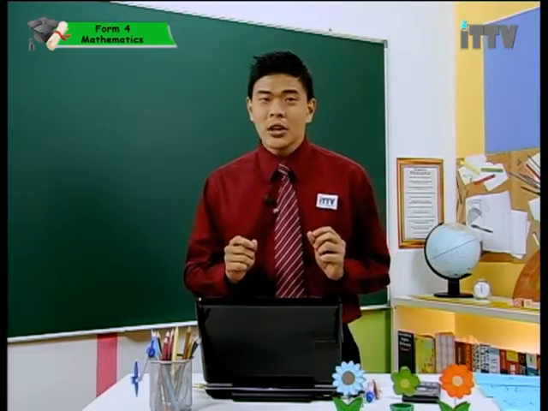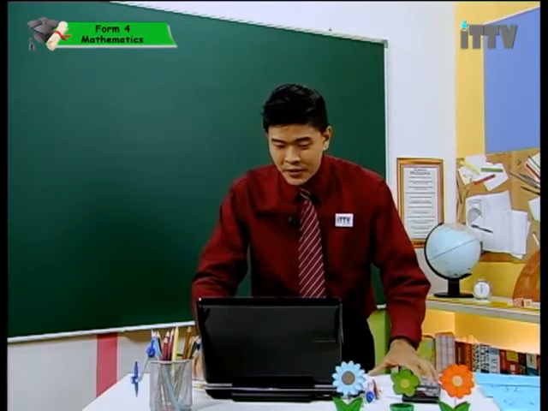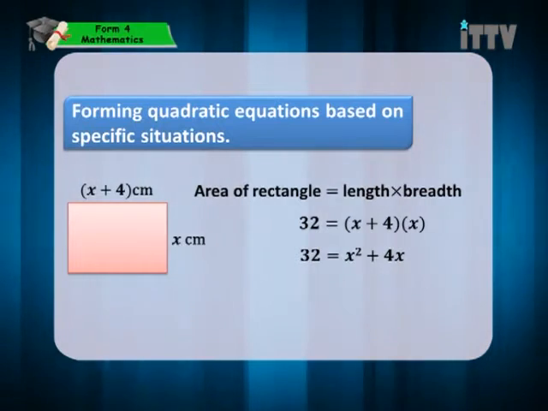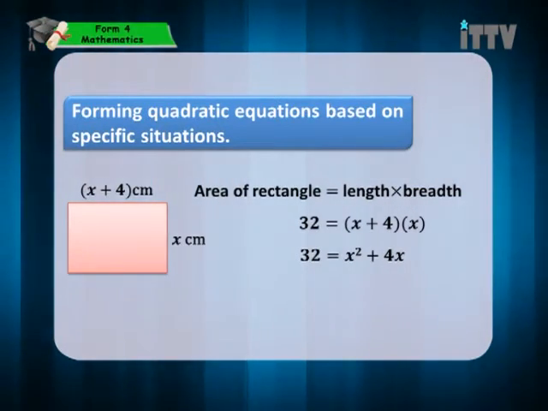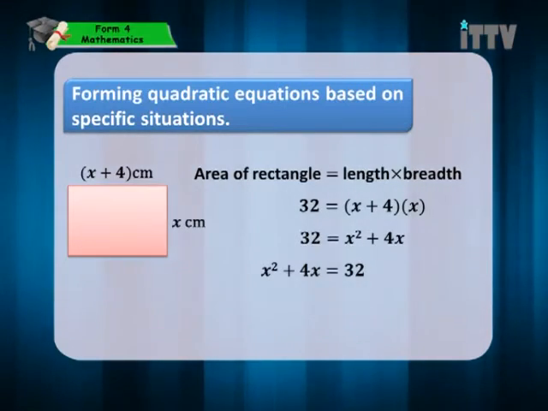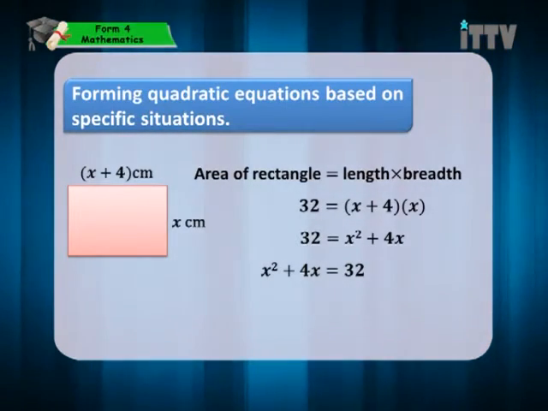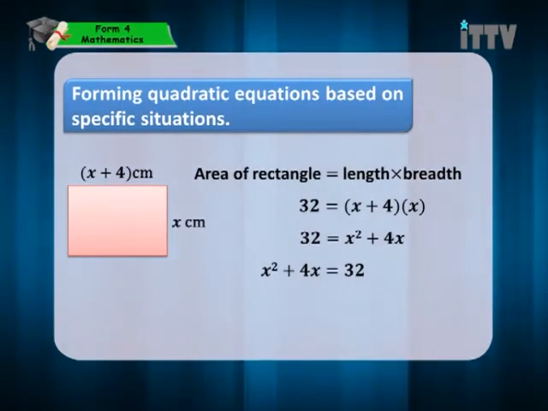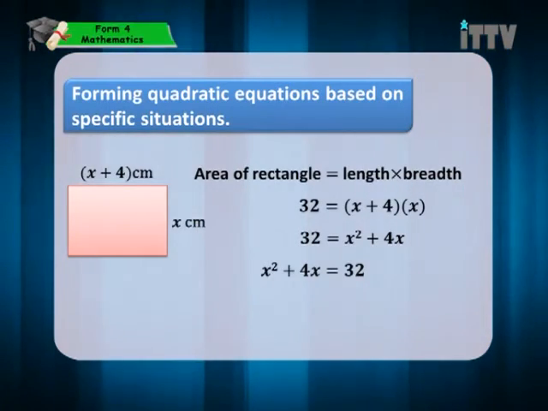So what are you doing actually? You're comparing the actual area of the rectangle, which is 32, and the area of the rectangle in terms of x, which is x multiplied by x plus 4. Let's proceed. Expand the right hand side. It becomes x squared plus 4x. Let's move on. Rearrange it on opposite sides. So x squared plus 4x equals 32. And there is your quadratic equation.